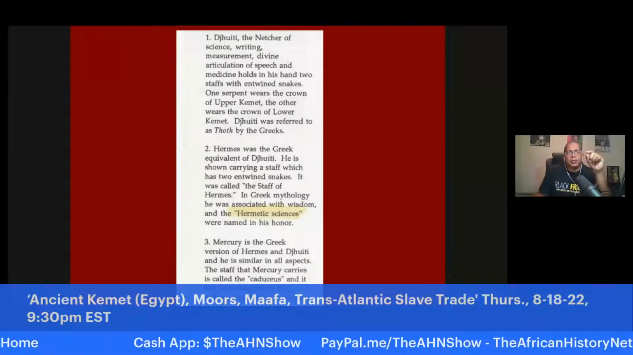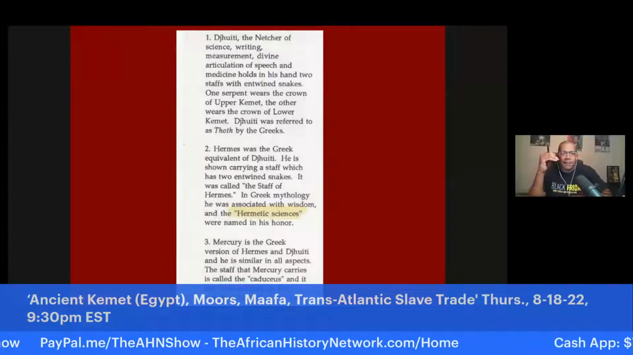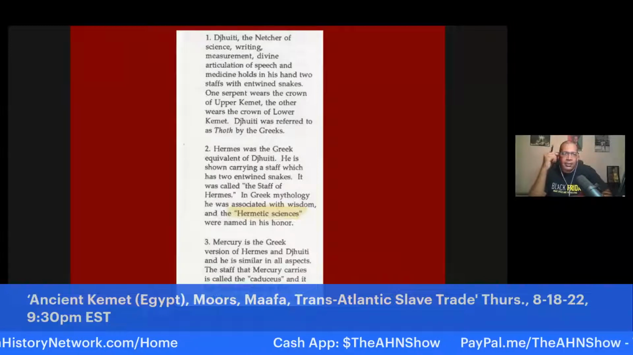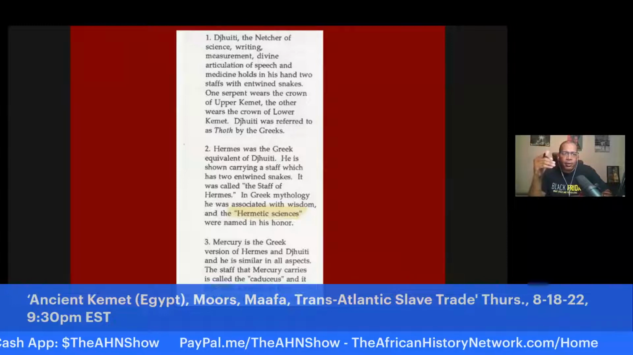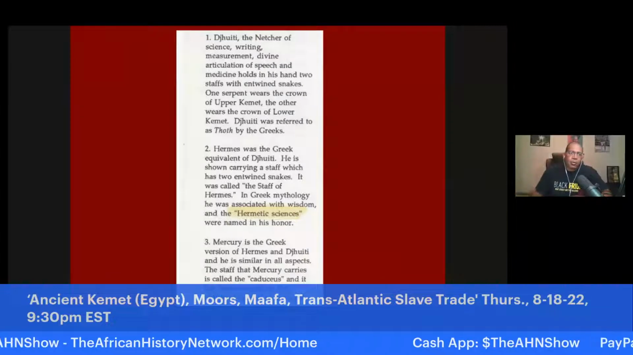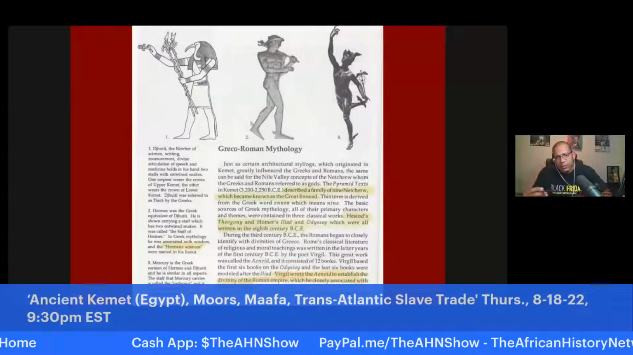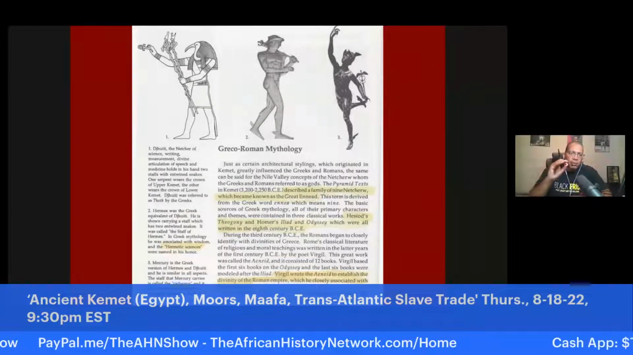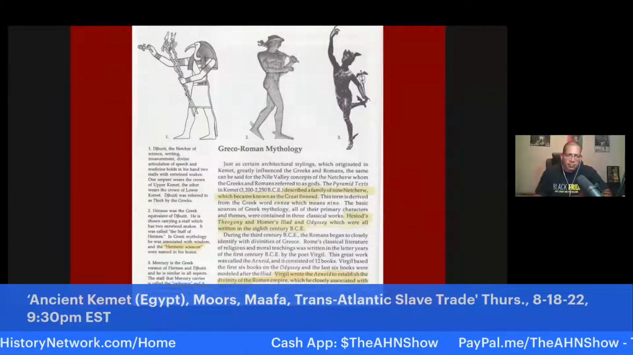the Houthi, the Neter of science, writing, measurement, divine articulation of speech, and medicine, holds in his hands two staffs with entwined snakes. One serpent wears the crown of Upper Kemet, the other wears the crown of Lower Kemet. The Houthi is referred to as Thoth by the Greeks. So you see the Houthi carrying two staffs with a snake wrapped around each staff, all right? And we know that the Houthi is going to be the one who delivers the Annunciation to the Virgin Auset.